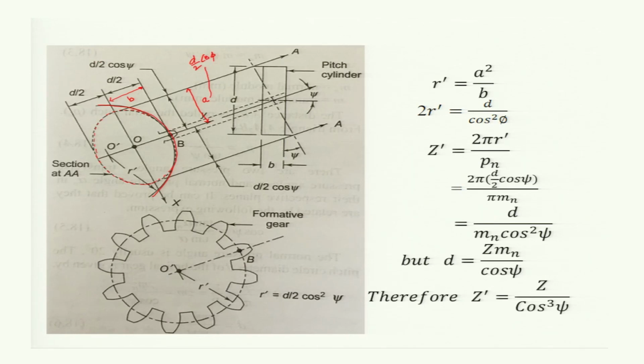So what we say is that when we have taken this normal section, a gear tooth which is visible along the normal plane is this one, okay. So if at this point the radius of curvature is r dash, then r dash is given by a square divided by b. Substituting the value of a and b, we get r dash is equal to d divided by 2 cos square psi, okay.